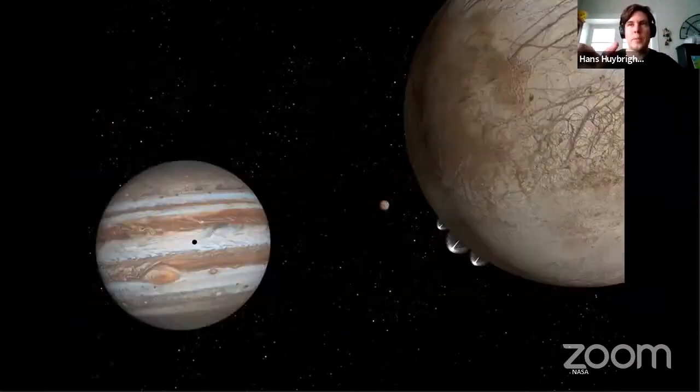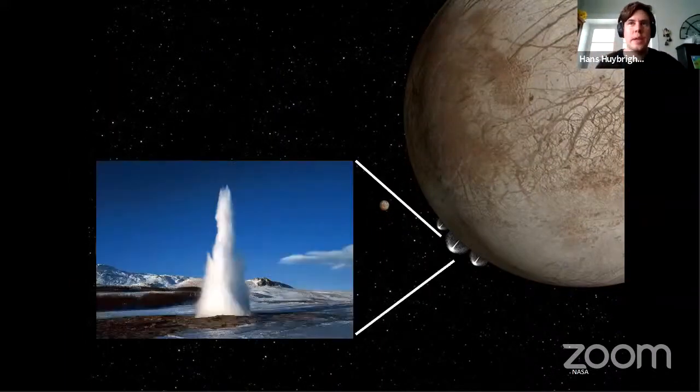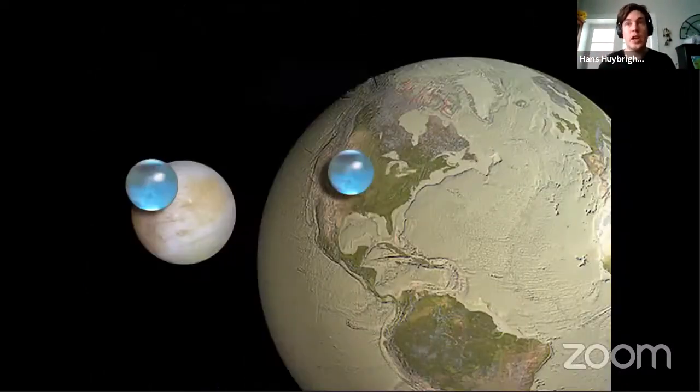And to imagine what that's like, you can think of a bit like the geysers that we have on Earth. It's not quite the same. The geysers on Earth are much smaller, but it might help you imagine a little bit what I'm talking about, what I mean with a cold volcano.